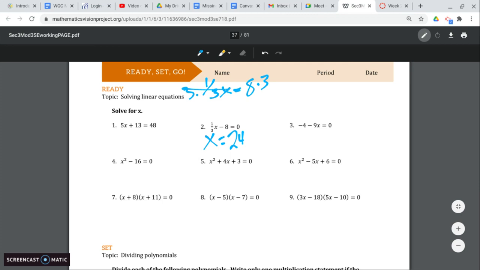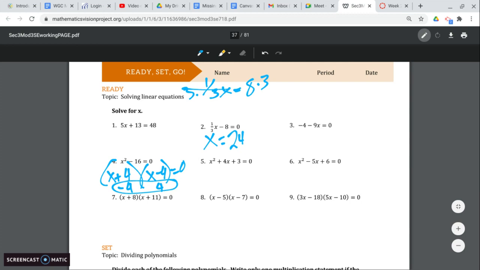Now for 4, 5, and 6, these are quadratics, and we need to get them into factored form. So for x squared minus 16 equals 0, this is the difference of two squares. So we'd have x plus 4 and x minus 4, both set equal to 0. When we do that, it just changes the signs. So -4 and +4 are your two solutions for what x is.